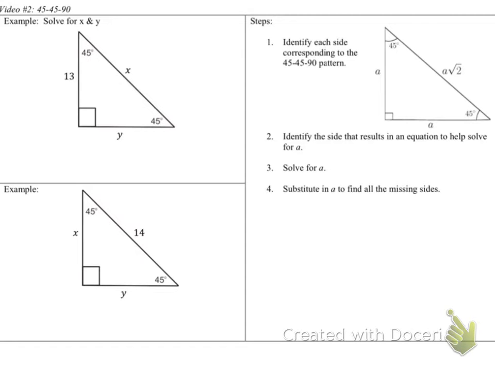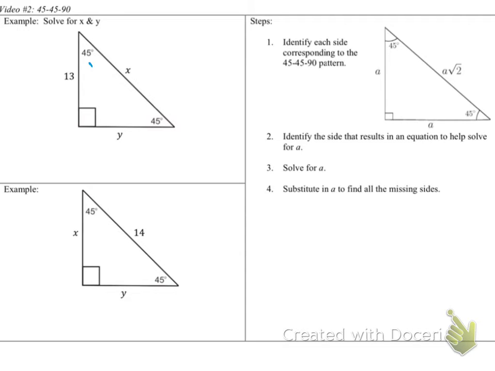Okay, this is Integrated 2's video number 2 for special right triangles, 45, 45, 90. A lot of the same type of process, it's just that the pattern's a little bit different this time. So I'm going to go through the exact same process that I did before. I'm going to start at the smallest angle. In this case, the smallest angles are both the 45s.